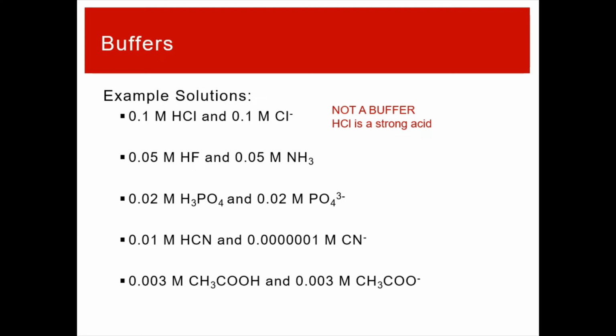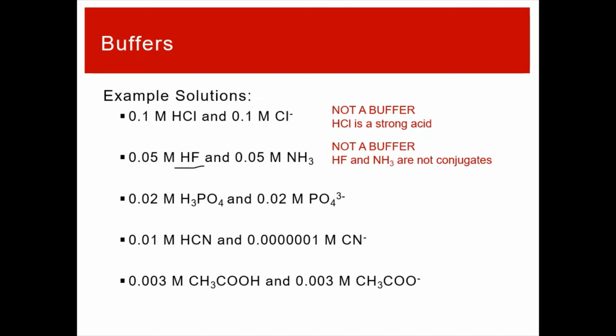0.05 molar HF and 0.05 molar NH3. Well, we've fixed the problem. HF is a weak acid, but this is not a buffer because HF and NH3 are not conjugates. One's a weak acid and one's a weak base, but they're not conjugates, right? They are entirely different. Nitrogen and fluorine. We know conjugates differ by just one H.